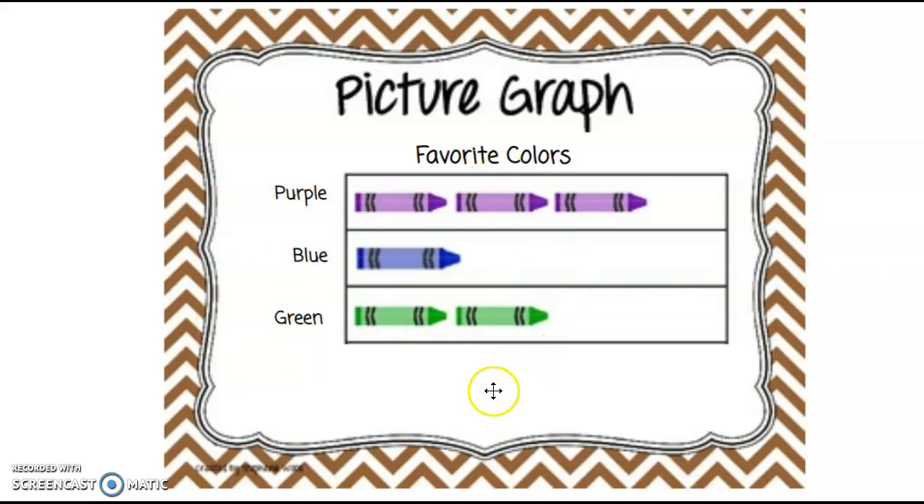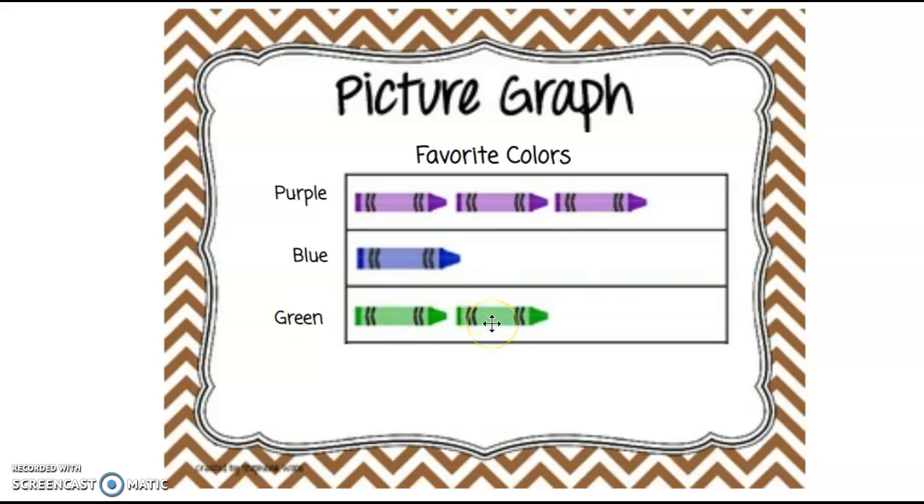So if I asked you which color is liked the most, you would probably say purple, because I have the most crayons for purple. I have 1, 2, 3. If I said which color is liked the least, we know that it would be blue because that has the least number, or the fewest number of crayons. And then we have our green. If I said how many people like green, you would count the crayons beside green.